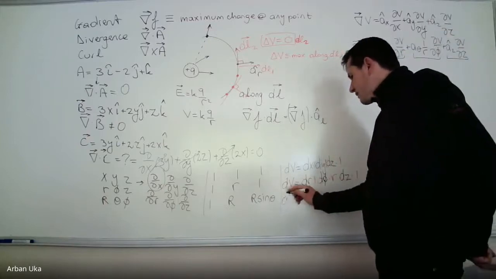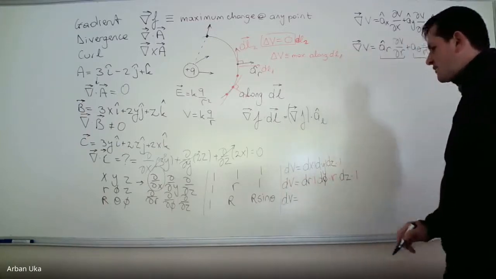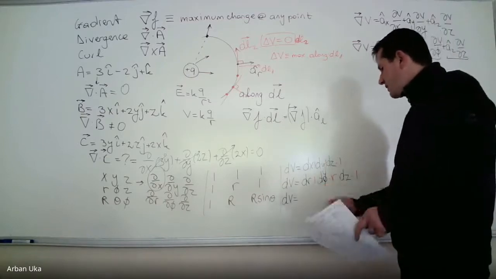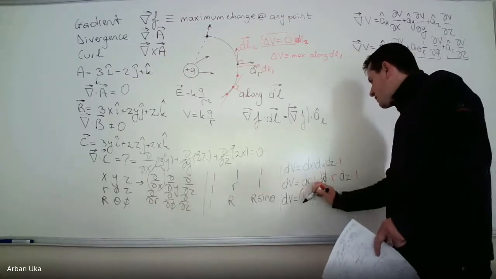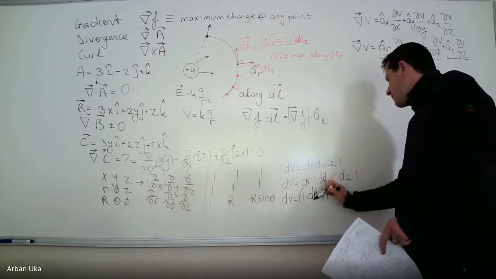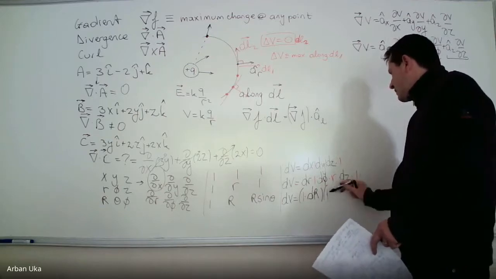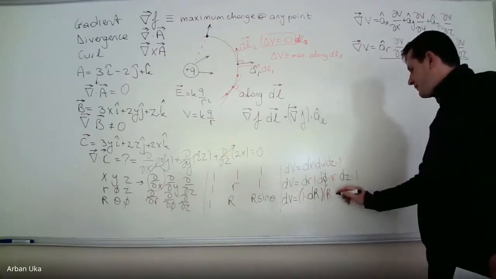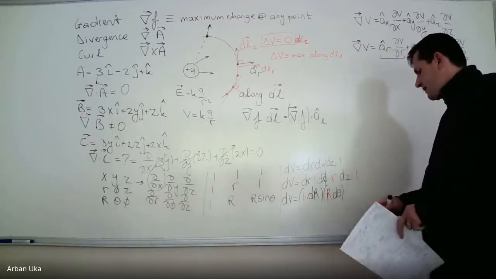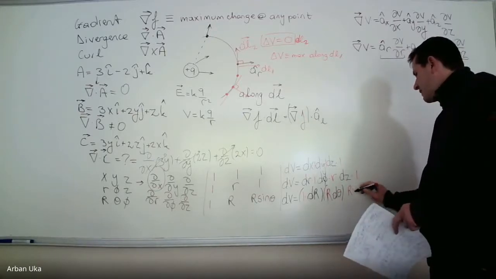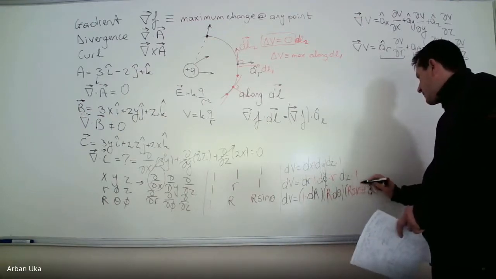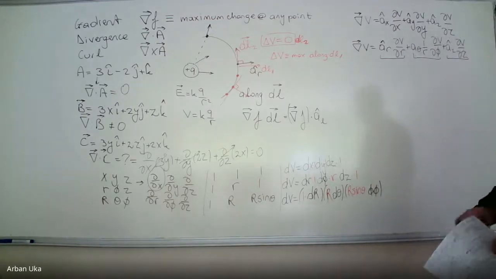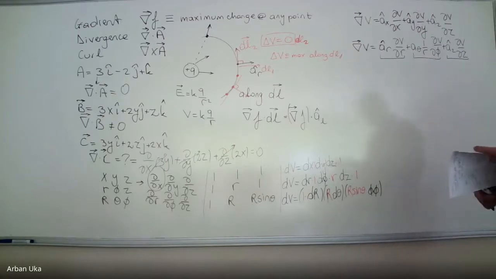Then the d volume in the spherical coordinate system, this should be, let's write this first, 1 times dr, and then we have r times d theta, and then we have r sine theta times d phi. Okay, so these are the metric parameters that we have to include. In the same way, they also appear in here.